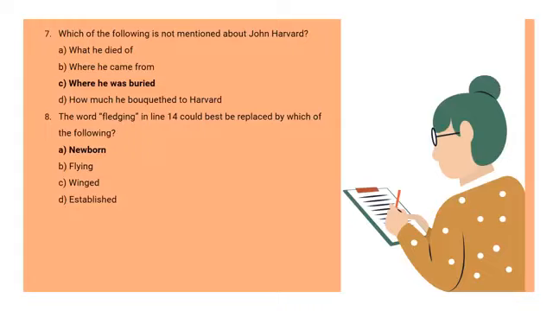And the question number 8 is the word fledgling in line 14 could best be replaced by which of the following? From the question number 8, I choose my best answer is A, newborn, because fledgling has the meaning to describe a person, organization, or system that is new or without experience. So it can be replaced by newborn because it is similar to the meaning of fledgling.